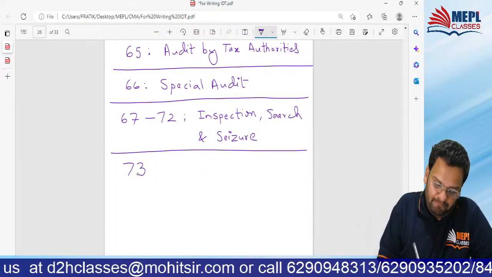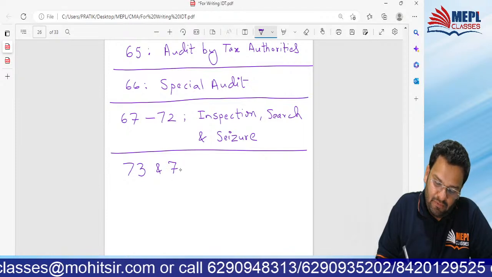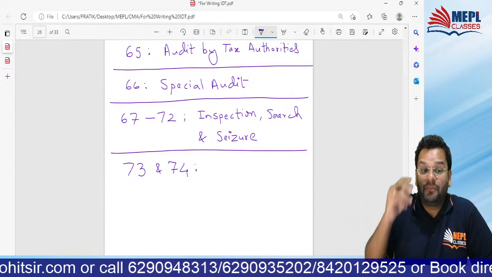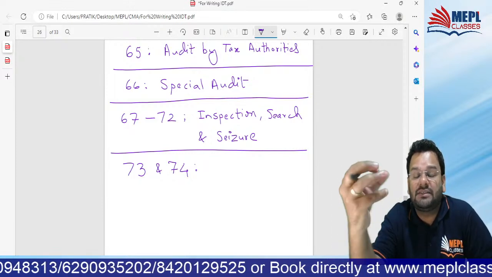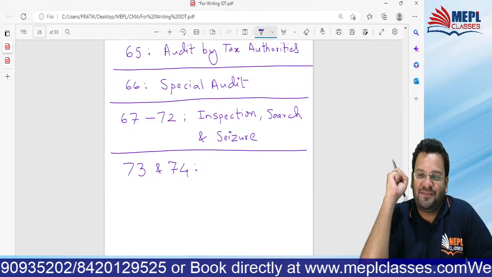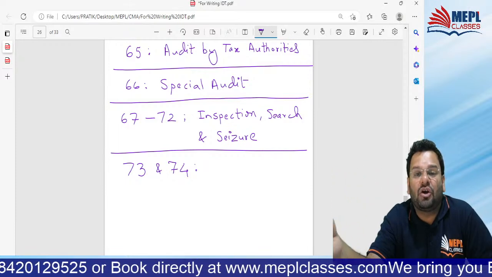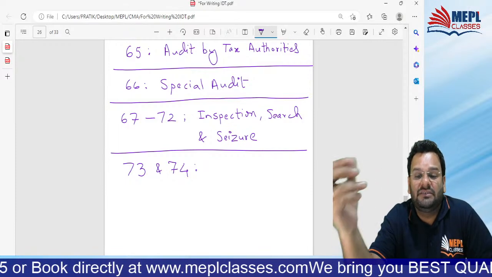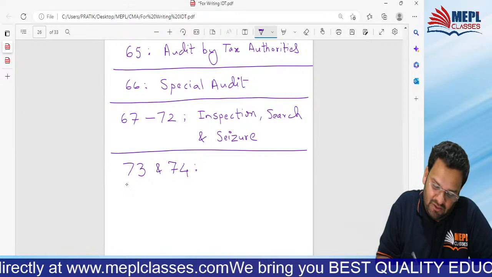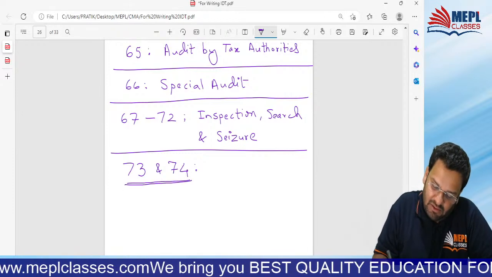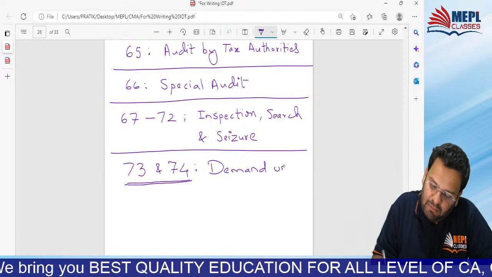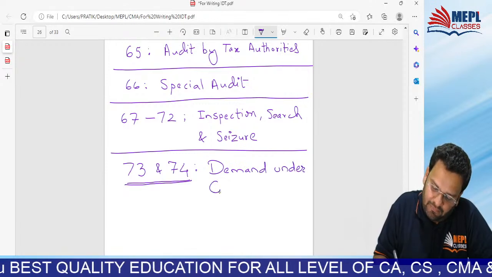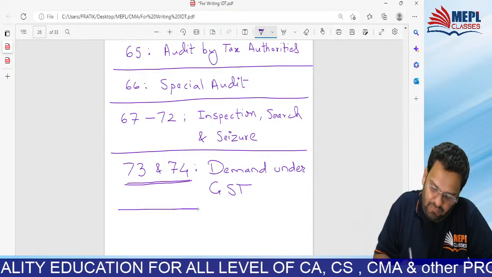73 and 74 deal with the way an officer can issue a show cause notice and demand GST which is not paid, short paid, or erroneously refunded. So 73 and 74, in short, we can say is demand under GST.